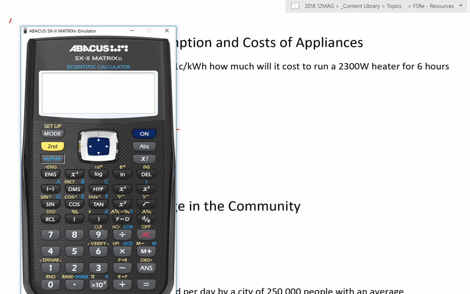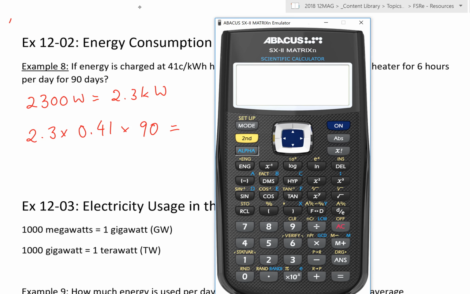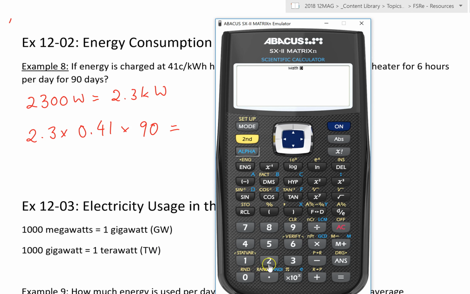I'm going to pull up my calculator here. Let's drag this up. Come on, calculator. Here we go. 2.3 times 0.41 times 90 equals $84.87.